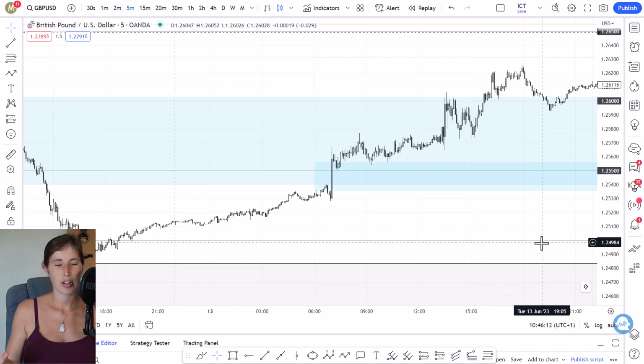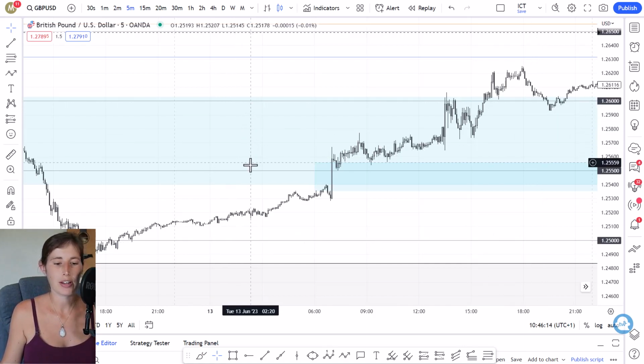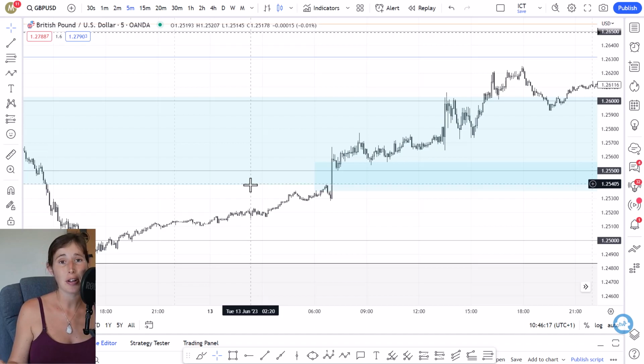So the way that I traded Tuesday, if you're wondering what these blue levels are, these mark a fair value gap on the daily time frame. I do talk about that in the weekly analysis at the beginning of the week. So again, I've got a link to that video above if you want to watch that.